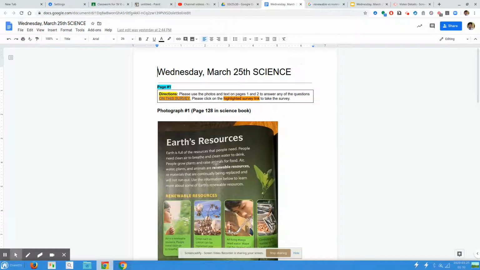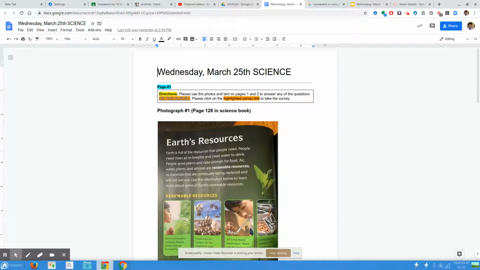It says in your text that renewable resources or materials are resources that are continually being replaced and will not run out. Anything that is considered to be a renewable resource will not run out because it will be replaced somehow, whether that's naturally, and usually it is naturally, or whether there's something done, they'll just never run out. For example, air is a renewable resource.